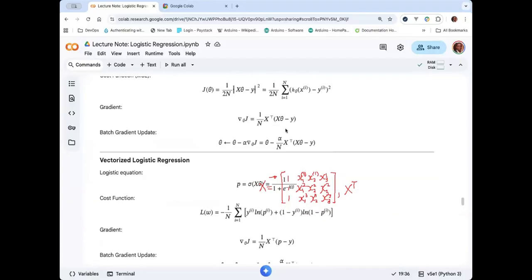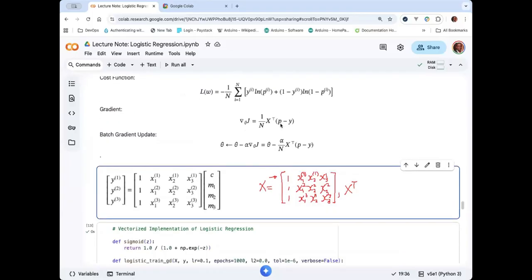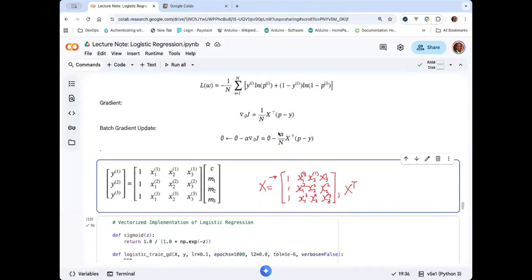Gradient, like I said, the gradient equation for logistic is the same as for linear. We're just using different symbols. But you transpose, remember the X theta is Y hat. And Y hat is made up of the predictions, which in this case you can see are Y hat 1, Y hat 2 and Y hat 3.